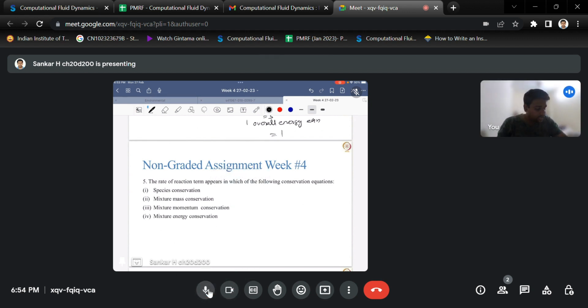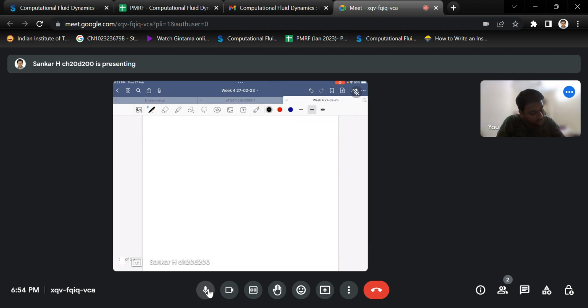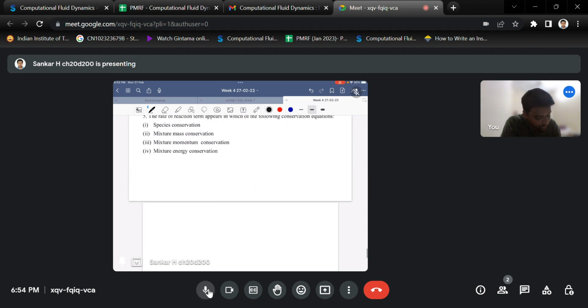Okay, we'll move on to the next question where we ask in which of the following conservation equations the rate of reaction appears. For that, let us first write down each of these four equations. First, let's start with the species mass balance, and that is given by dou rho i by dou t plus del dot rho i u is equal to del dot ji plus ri.